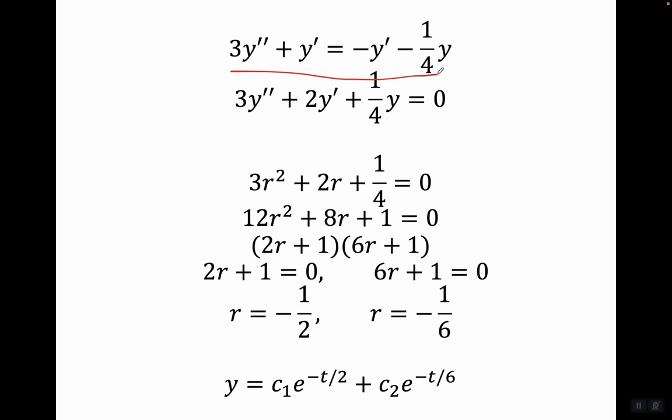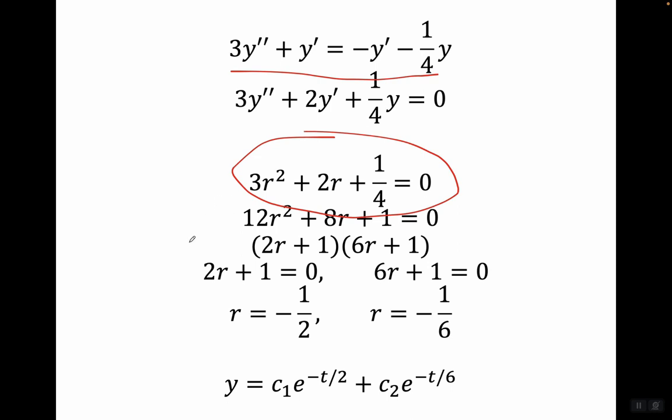You know how we solve something like this. We jump to 3r squared plus 2r plus 1/4 equals 0, and then we factor and solve. I don't want to factor something with a 1/4 in it, so let's multiply both sides by 4. We get 12r squared plus 8r plus 1 equals 0. That factors nicely: 2r plus 1 times 6r plus 1. So either 2r plus 1 is 0 or 6r plus 1 is 0. In other words, r equals negative 1/2 or r equals negative 1/6.